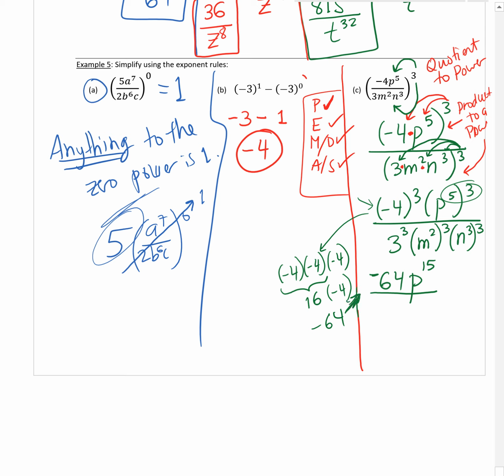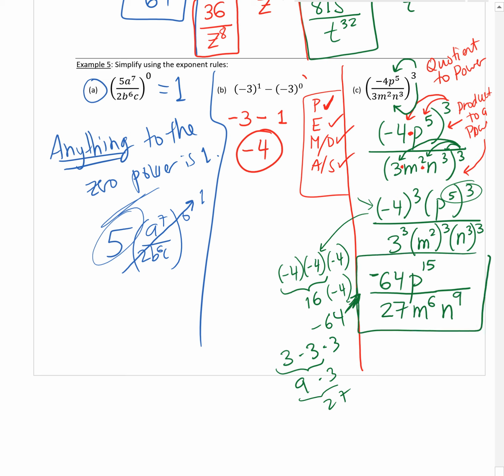The denominator now, you have 3 to the 3rd power. 3 times 3 times 3. Let's see, 3 times 3 is 9, times the last 3 is 27. So that denominator will be a 27. And then for m, it's m to the second power to the third power. Similarly to p, you're going to multiply the powers. 2 times 3 is 6. And then the last guy you got, n to the third, you're going to again multiply those powers. 3 times 3 is 9. And there it is, and that's as good as it gets.